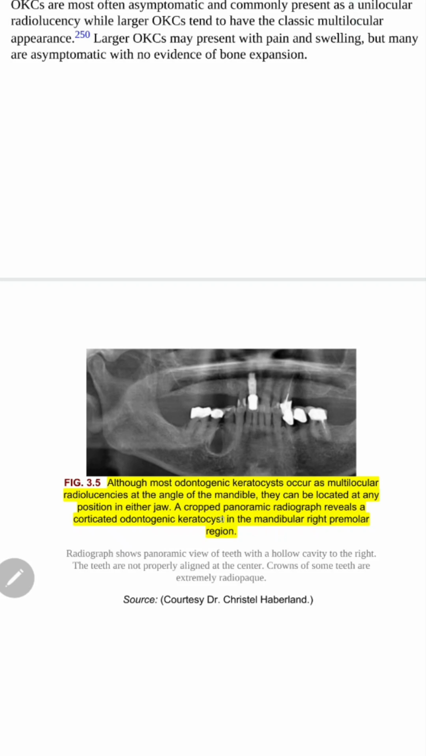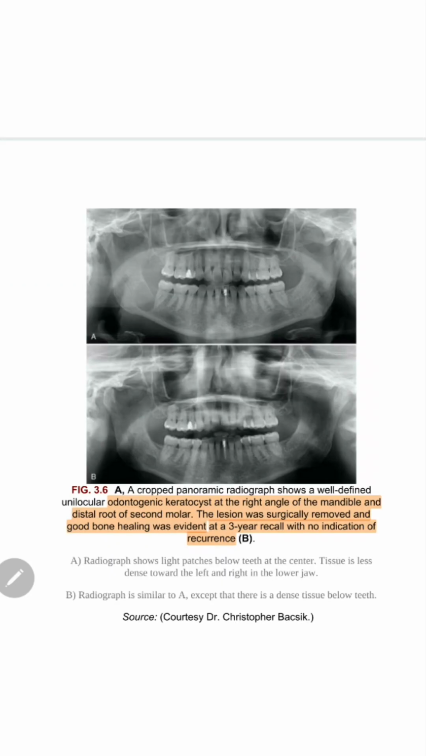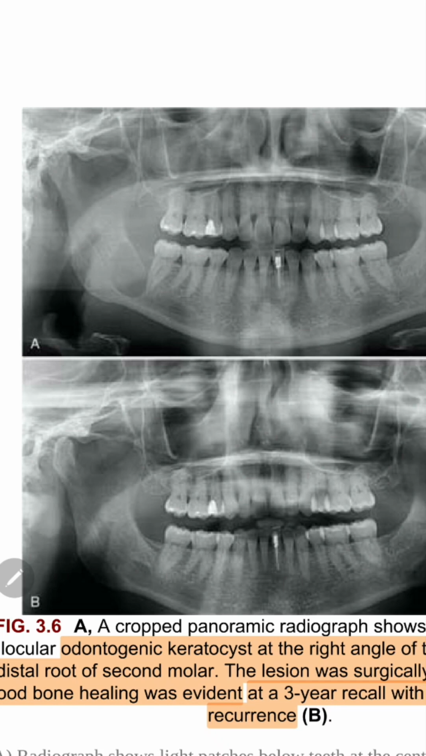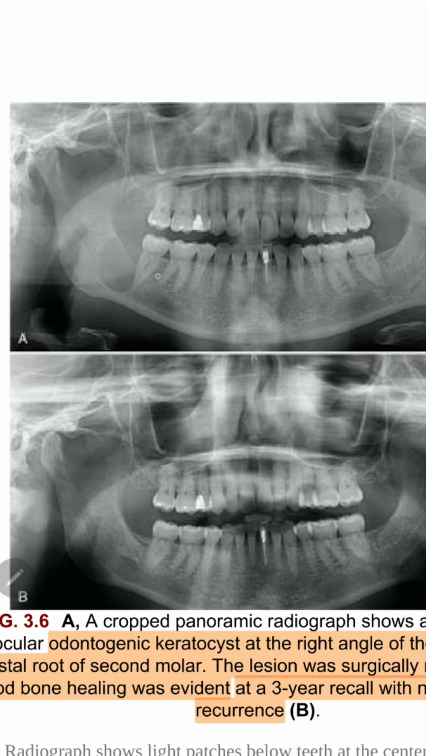We had this case that the radiolucency is surrounding the right premolar region. We can see the obvious margin of it. It was an odontogenic keratocyst. We can see here another case in the right side of the mandible. The cyst is here. It is associated with the second molar. After extraction and follow-up after 3 years, no recurrence has occurred.